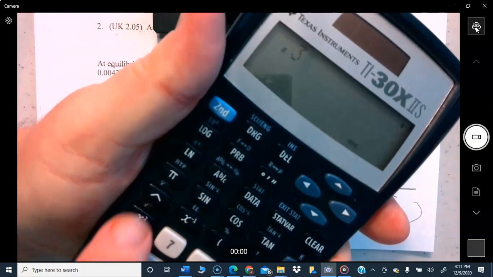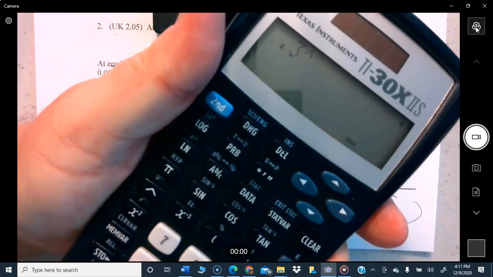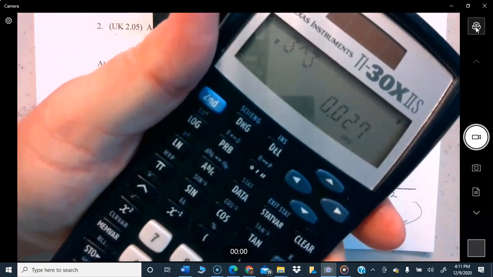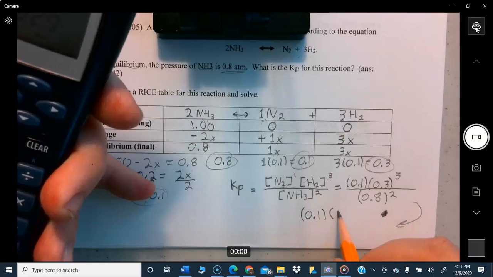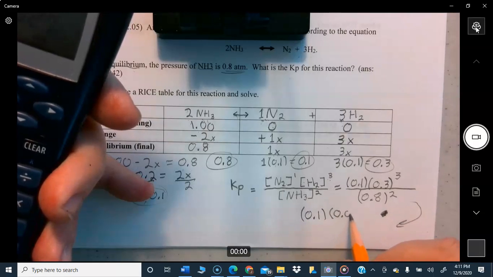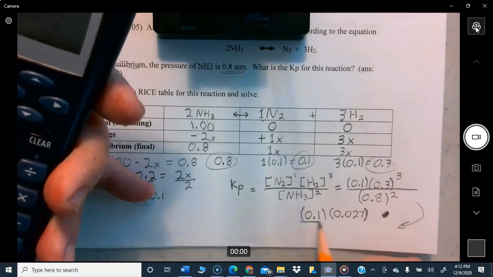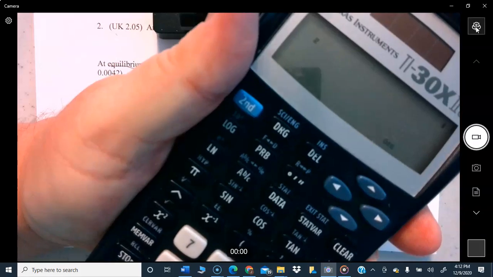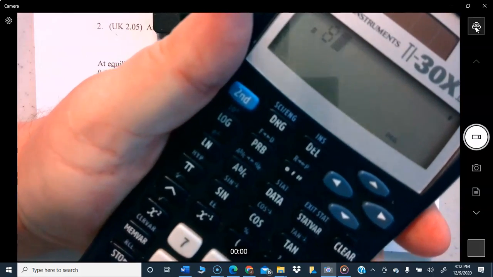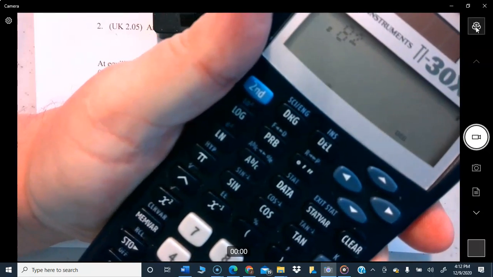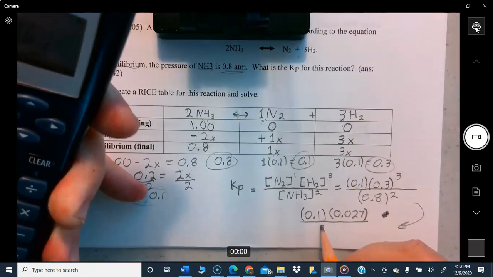0.3 to the third power. Little caret there, hat. And then raised to the third power. And that gives you 0.027. So I'm going to do that calculation and then write it down. And then that's going to be over 0.8. And I don't need to use the caret because there's an x squared function on the calculator. So it's x squared. And that's going to be 0.64.